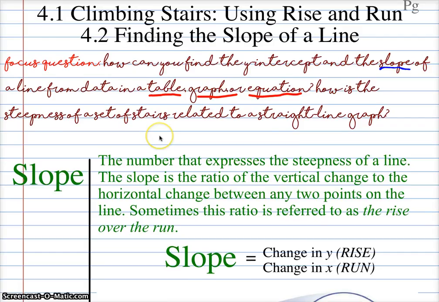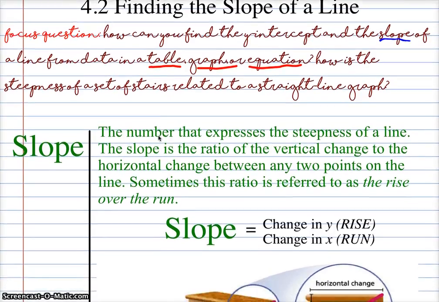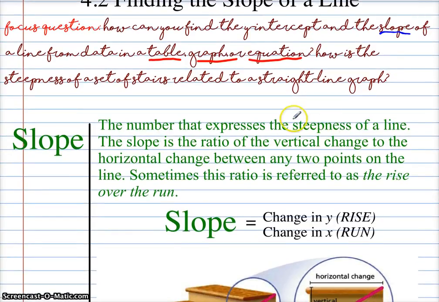Slope. Slope is the number that expresses the steepness of a line. Okay. Now we know what the steepness of a line is, and now we're just going to associate it with a numerical value. The slope is the ratio of the vertical change to the horizontal change. Okay. Vertical, that's our y value. This is vertical change. And our x value is our horizontal change. Okay, so it is horizontal.